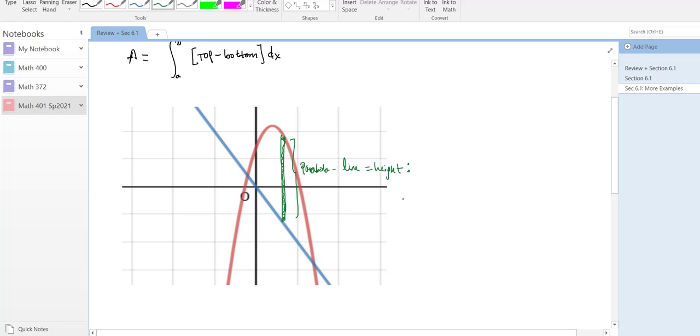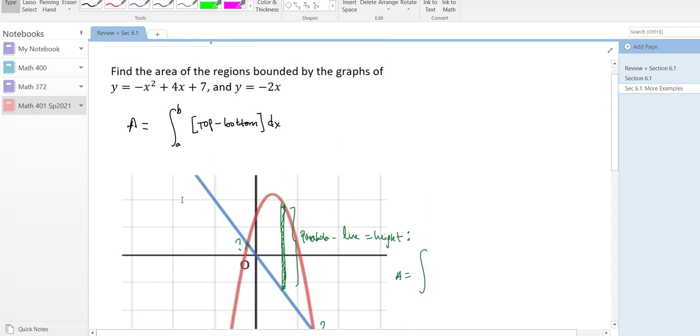So my integral for the area is going to be the integral from somewhere to somewhere. We need to figure out what the points of intersection are, so we'll find those. But right now I can fill in the top minus bottom portion of it. I know I have the parabola minus the line. So my integral so far, we don't know the limits, is the top function, negative x squared plus 4x plus 7, minus the bottom function, which is the line negative 2x. So minus a minus 2x, and the whole thing dx.